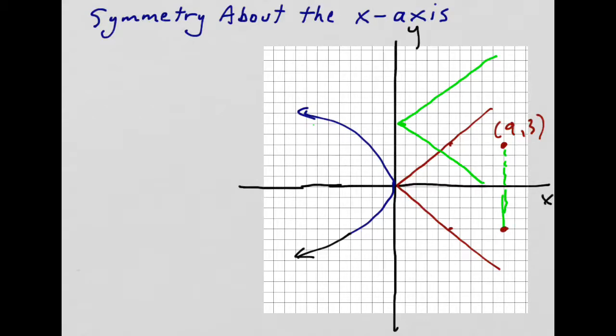If I folded, that would be the same x-coordinate, but the negative of the y-coordinate. Such that if I folded along this line here, this dot would wind up exactly on top of this dot. So if you're symmetric about the x-axis, your x value has the same sign, but your y value is going to have the opposite sign.